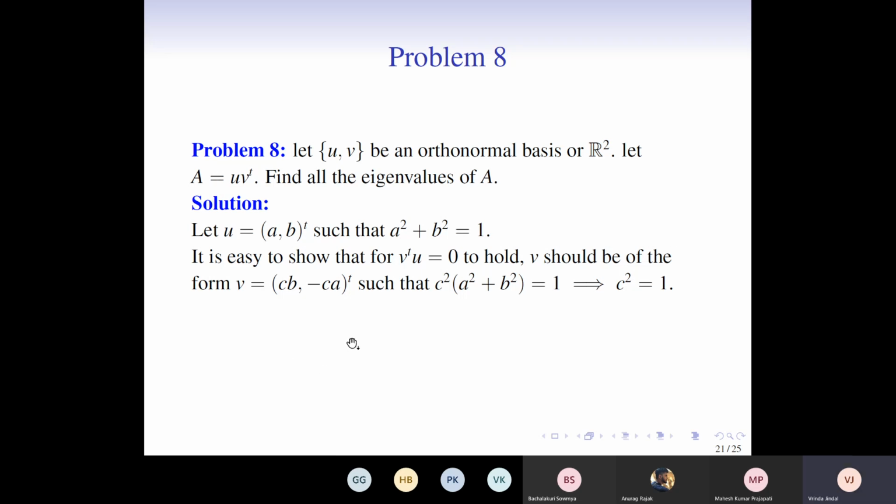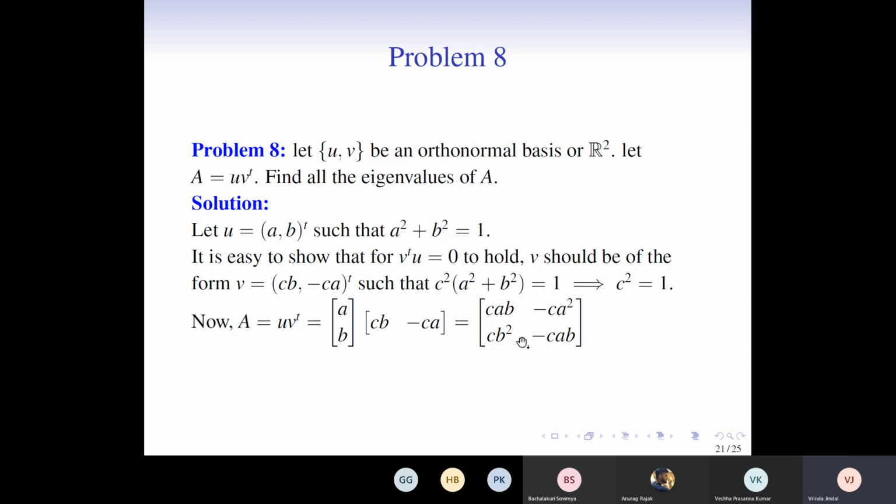The two equations we had were ax plus by equal to 0, which gives us x by y equal to minus b by a, and x squared plus y squared equal to 1, which is the other equation we get because V is a unit vector. You just put that x by y into x squared plus y squared equal to 1 to get this result. So if V is of the form (cb, minus ca), what will A be? A is U V transpose, and if you just multiply out these 4 elements, you'll get this 2 cross 2 matrix.